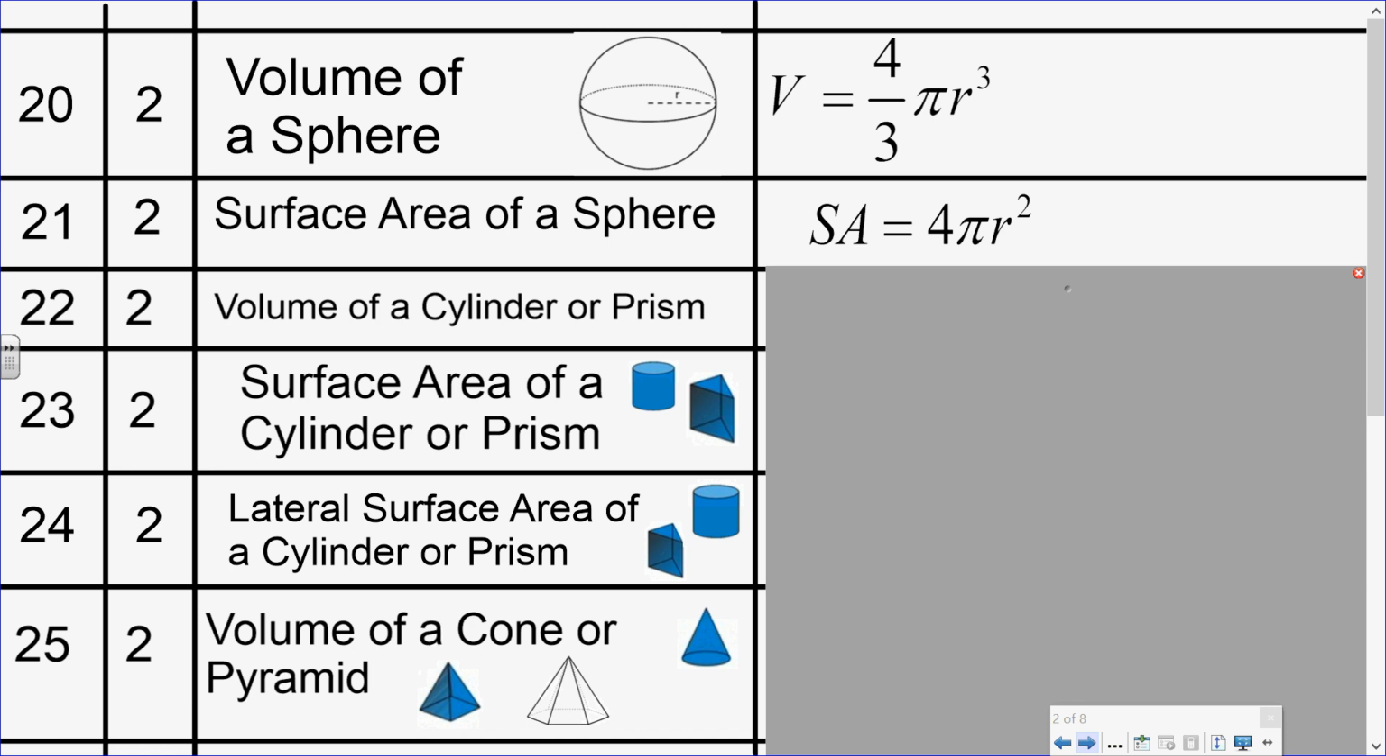They both have the 4. One of them has an extra 3 in there, 4/3. So what I remember is what I was just talking about with that. Volume has cubic units, so it's the one that has the r cubed. Surface area has square units, so it's the one with the r squared. And both of the 3's are in one formula. The other one doesn't have any 3's.